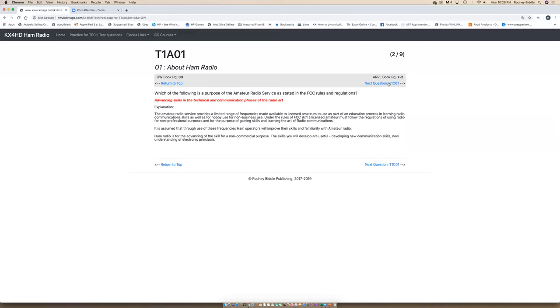And if we look at our explanation, the amateur radio service provides a limited range of frequencies made available to licensed amateurs to use as part of an education process in learning radio communication skills, as well as for hobby use for non-business use. Under the rules of the FCC 97.1, a licensed amateur must follow the regulations of using radio for non-professional purposes and for the purposes of gaining skills and learning the art of radio communications.